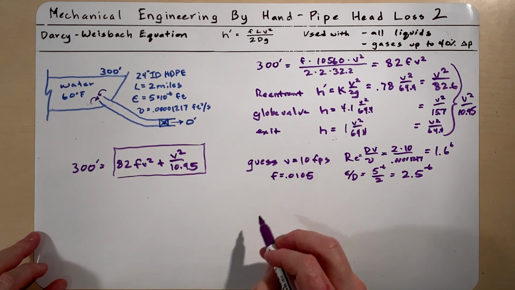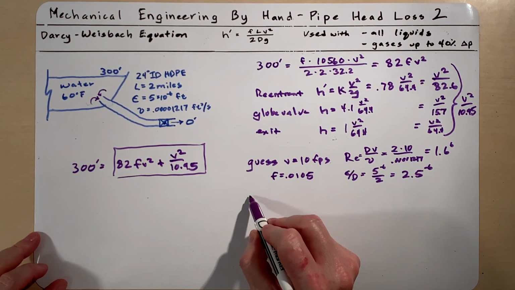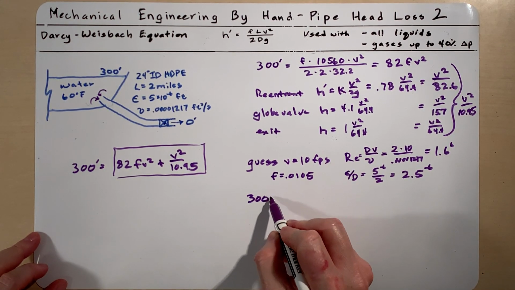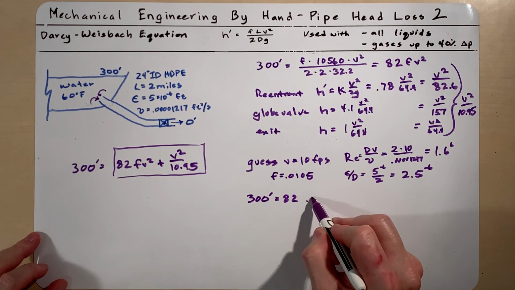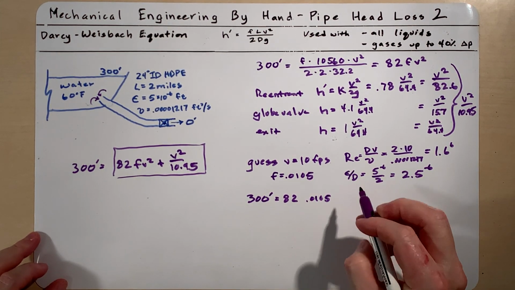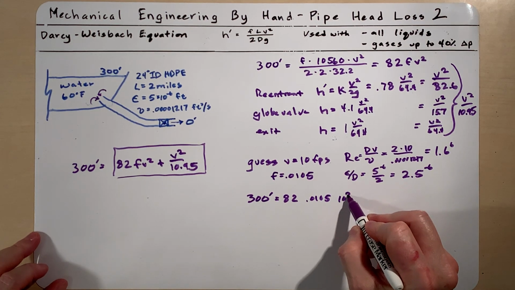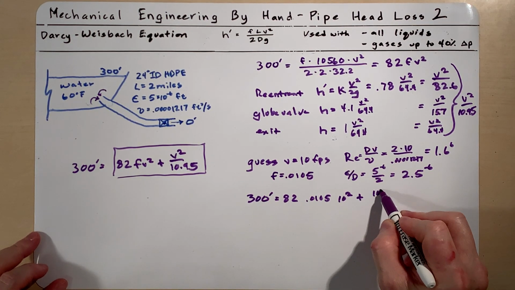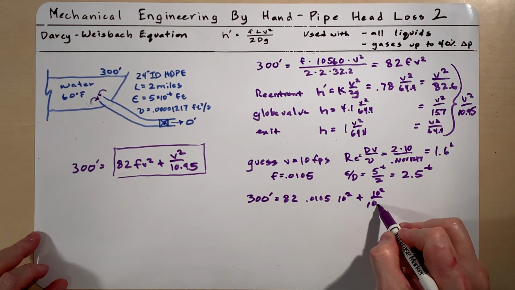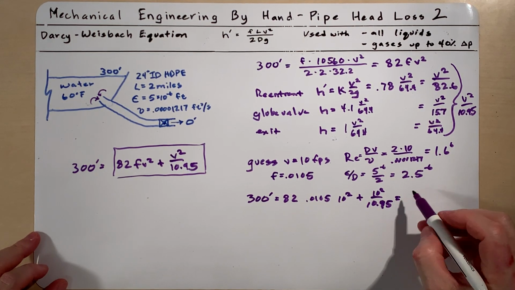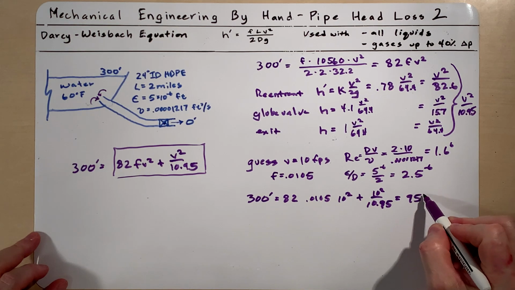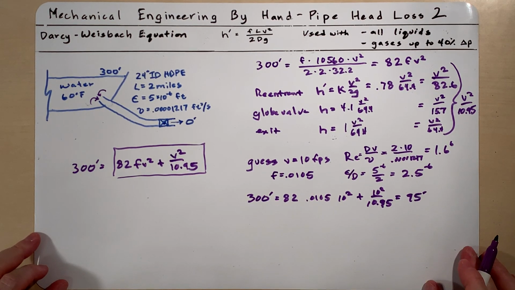Now we can use this equation to see if we're correct on that guess. So 300 equals 82 times 0.0105 times 10 squared plus 10 squared over 10.95, and that equals 95 feet. So we're off quite a bit.